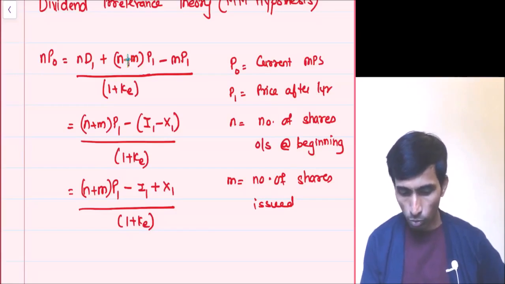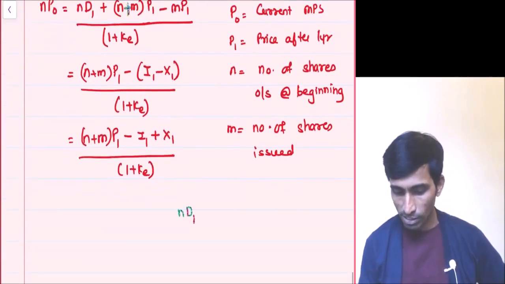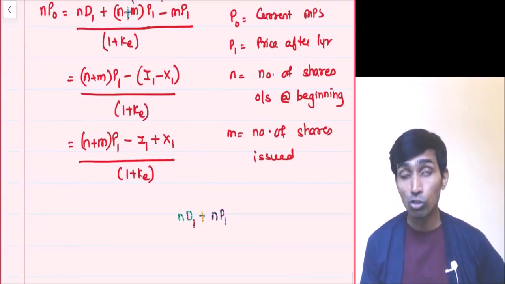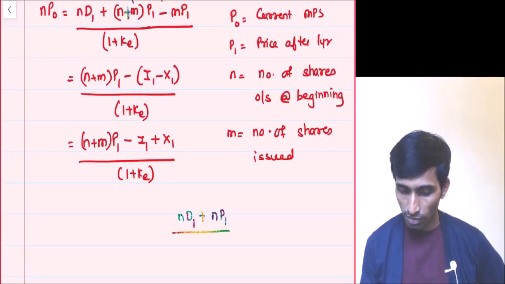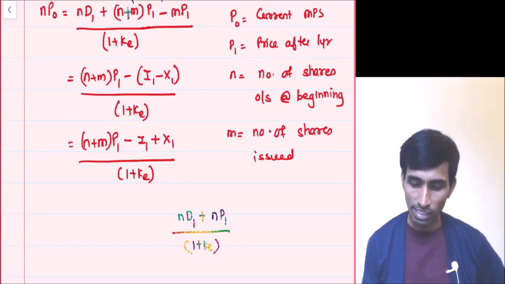So if I open, see this and this will get cancelled. So ultimately what is the formula? N into D1, how much dividend you paid, plus N into P1, that is the issue price and number of shares issued, divided by 1 plus KE. Okay, this is the actual formula in the first case. That will give you the value of the share.